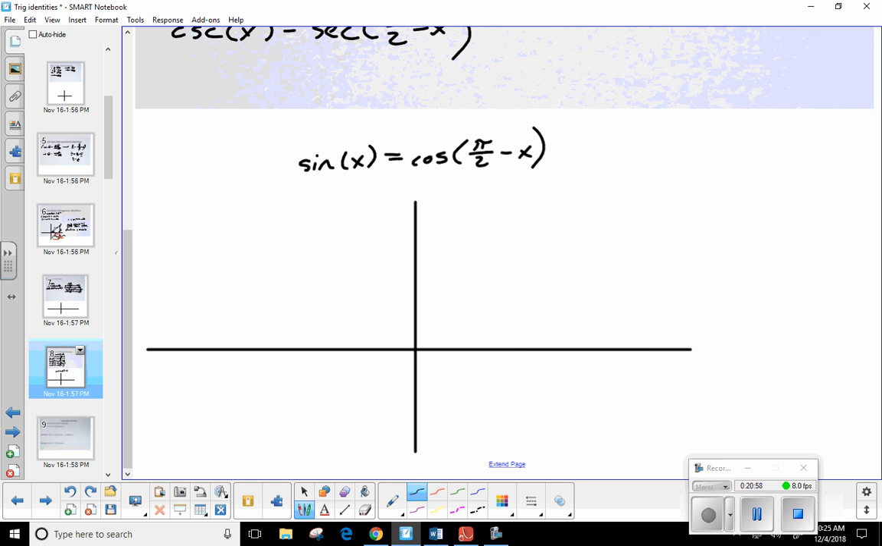Now, I'm going to prove this identity by actually graphing cosine of pi over 2 minus x and showing that the result is the graph of sine. So while the identities won't be on the exam, this is going to be an opportunity for us to refresh ourselves on graphing, because that will be on the exam. So I want to graph a cosine function. What are my boundaries for the compound inequality?